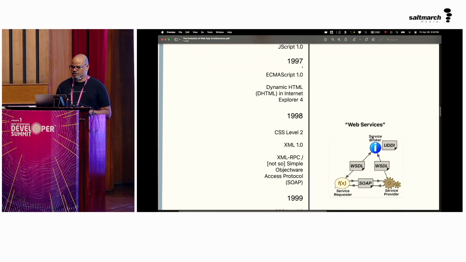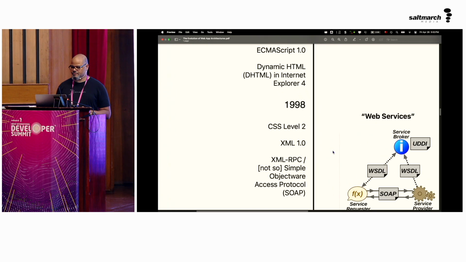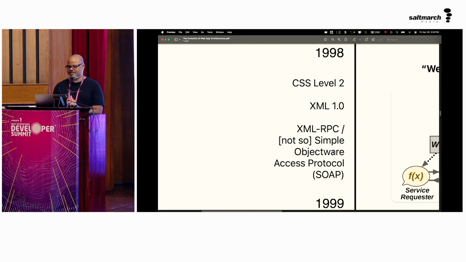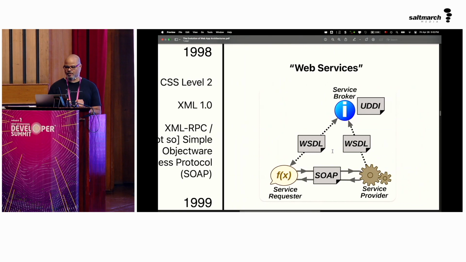All right, so 98, we get to CSS level 2, which is important. We also get to XML and XML RPC, which is basically using SOAP, Simple Object Access Protocol. And the importance of this essentially is the first time we had what we really consider web services. Okay, so these are processes which run, right? And the communication, though, was via SOAP. It wasn't via JSON, right?